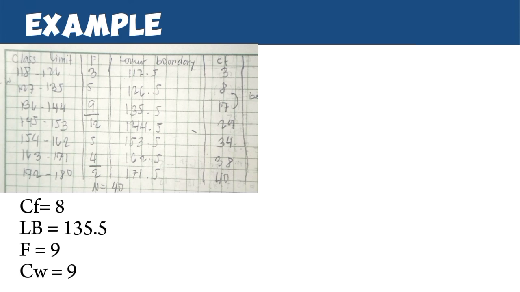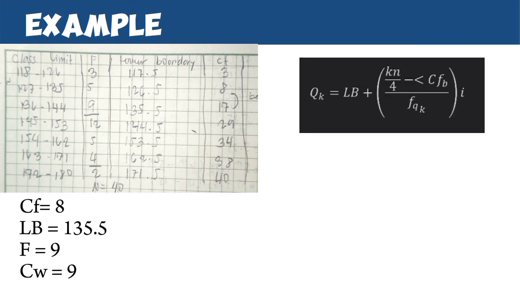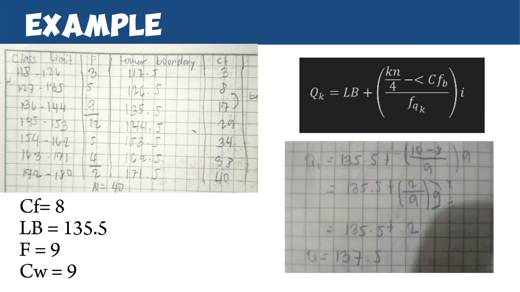Now we need to find the value of quartile 1. Here's the formula: quartile equals the lower boundary plus kn over 4 minus the cumulative frequency, over the frequency, times the class width or class interval. So the lower boundary is 135.5, plus the value of kn, which is 10, minus the cumulative frequency, which is 8, over the frequency, which is 9, times the class width or class interval, which is 9.